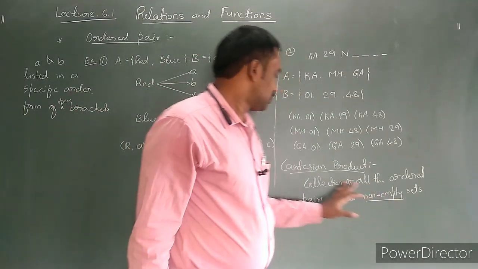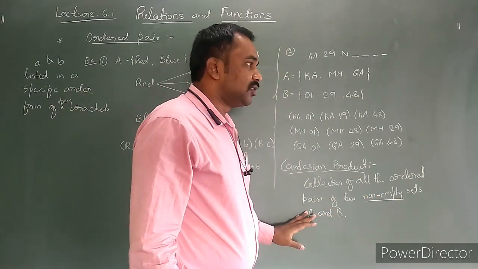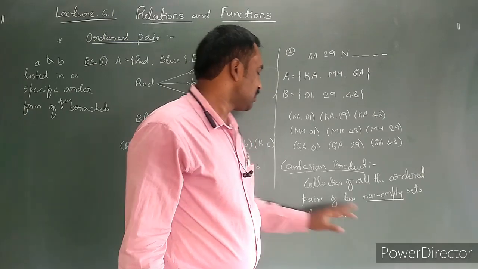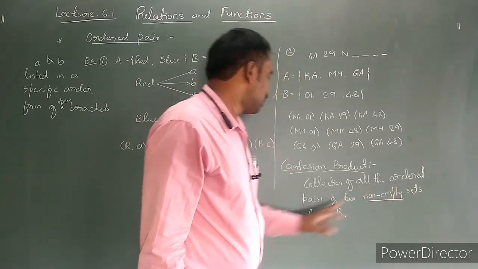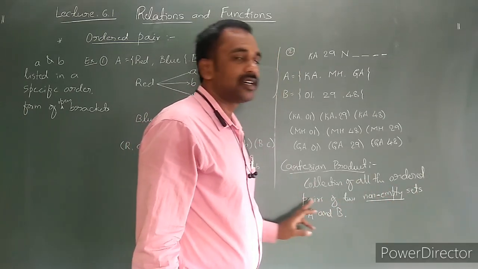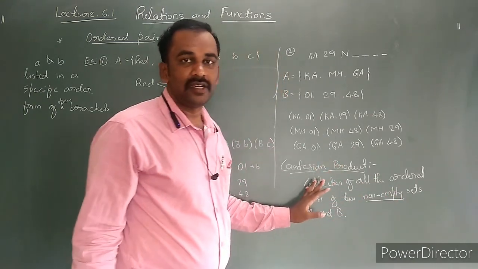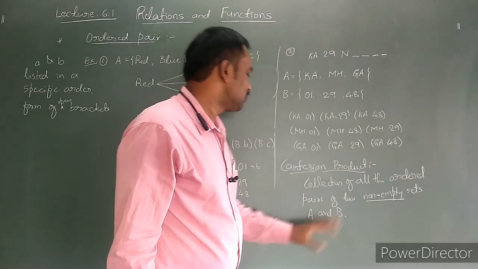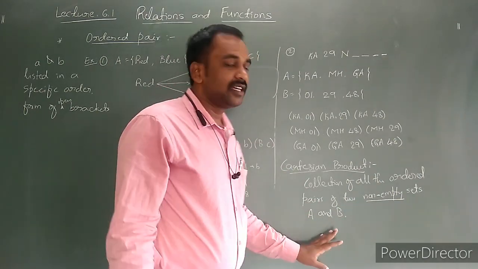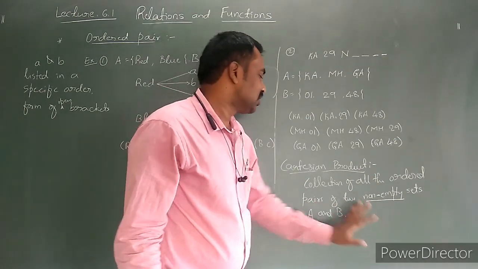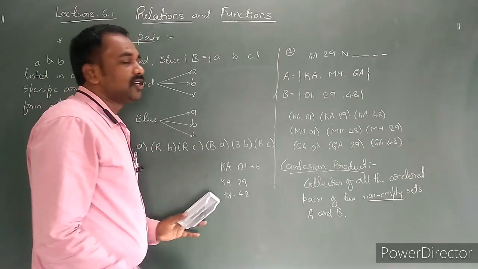Anyway, I will explain the Cartesian product. Let A and B be two non-empty sets. Then the collection of all the ordered pairs of the sets is said to be a Cartesian product. We can mention these two non-empty sets at the beginning only, or else add them at the end. Nothing to worry. This is the definition of a Cartesian product.